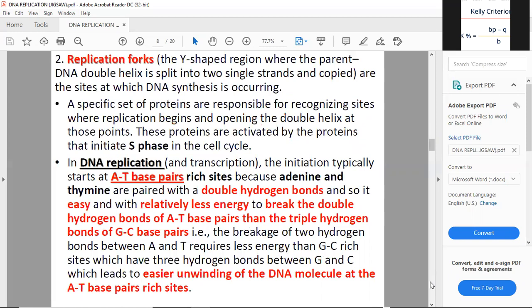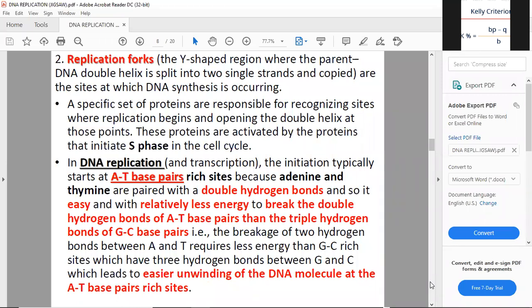And then we have the replication fork, which is the Y-shaped region where the parental DNA double helix is split into two single strands. So these are the sites at which DNA synthesis is occurring. We have a specific set of proteins that are responsible for recognizing sites where replication begins and opening the double helix at those points. So these proteins are activated by proteins that initiate the S phase during a cell cycle.